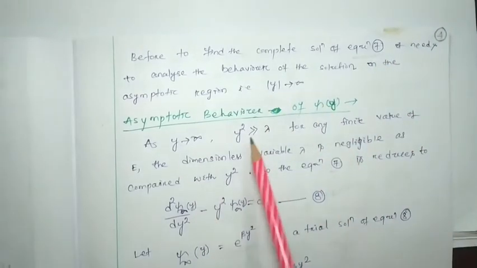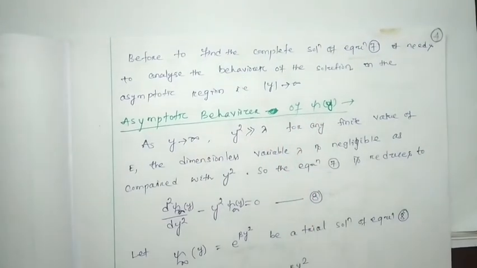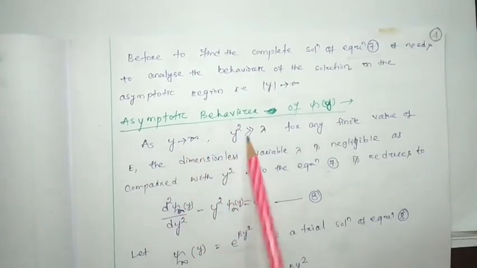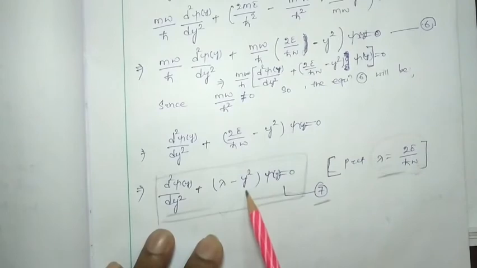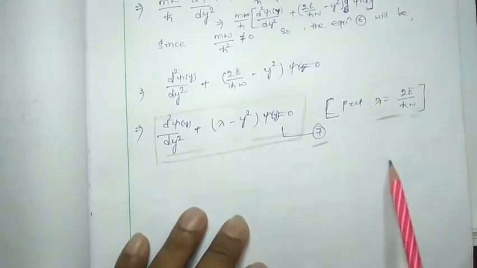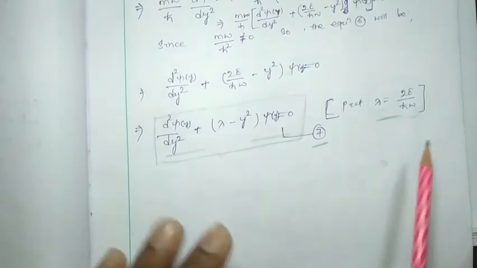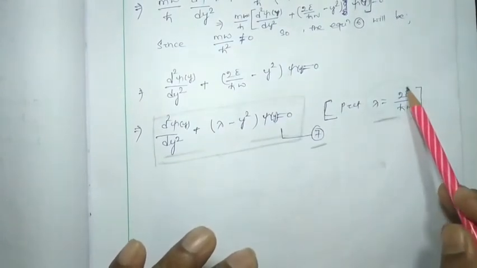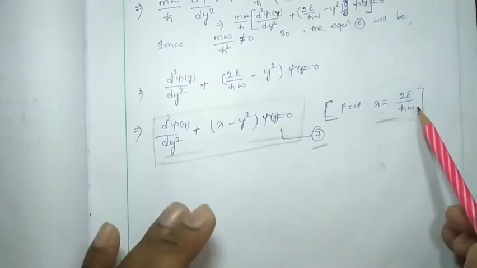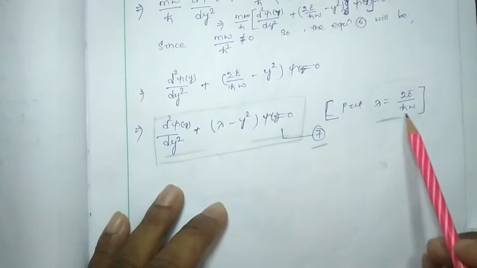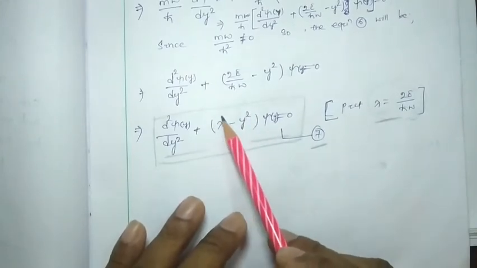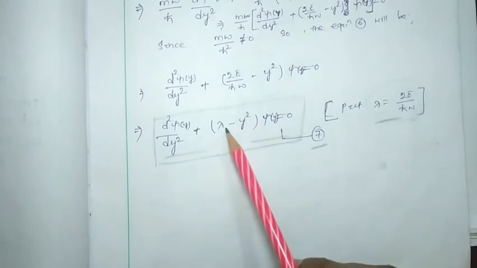So only for that we consider the asymptotic behavior of psi y. Suppose we consider y tends to infinity, then y square will be greater than lambda. Lambda is the value of 2E by h cross omega. E is a definite energy value, and h cross and omega are two constants, so this cannot be infinite, but y square, if it is infinite, will be greater than lambda. Hence when y tends to infinity, lambda will be negligible.